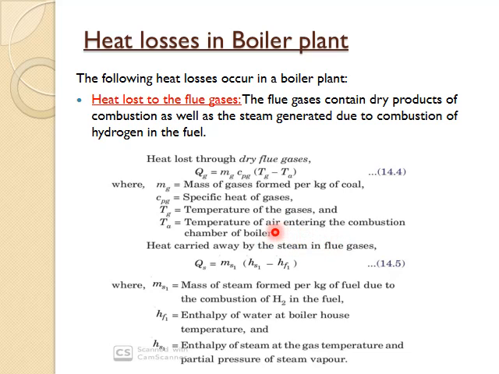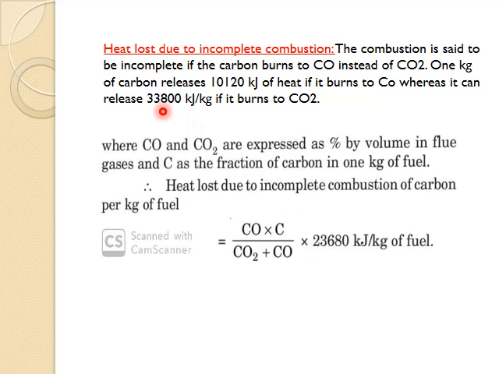This steam in the flue gases will be present due to the combustion of hydrogen in the fuel. So finally, the total heat lost to the flue gases is the sum of the heat lost through dry flue gases and the heat carried away by the steam in the flue gas. Then heat lost due to incomplete combustion.